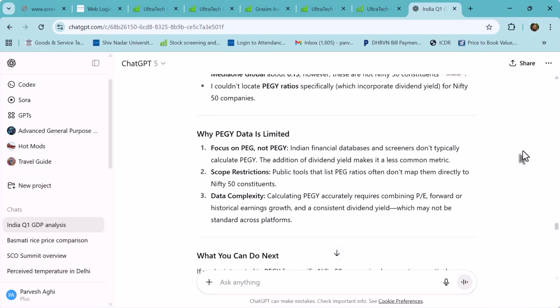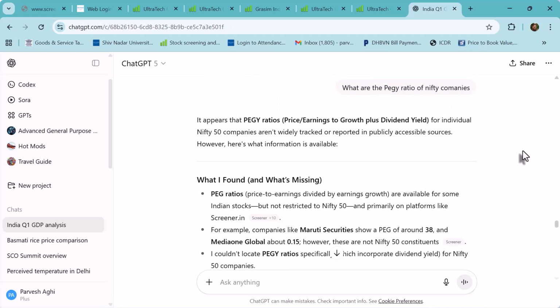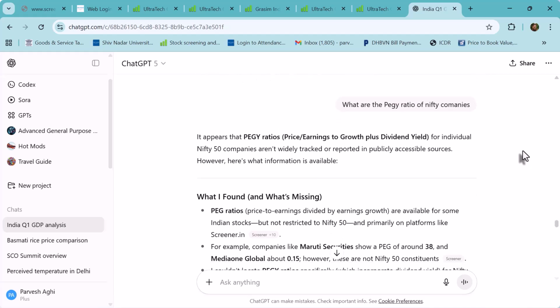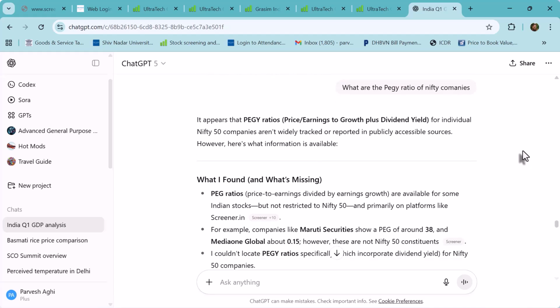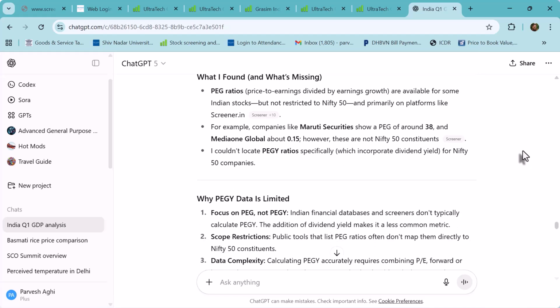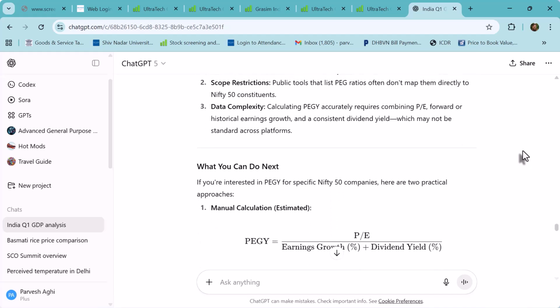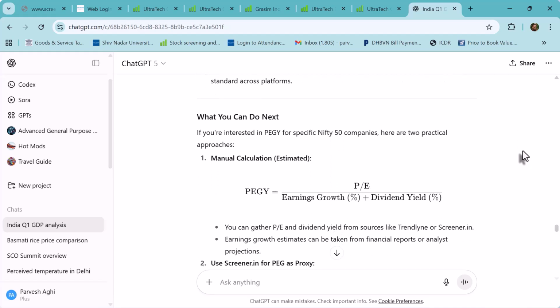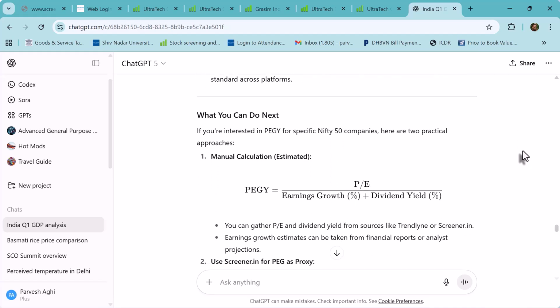So I asked this question, what is the PEG ratio for all the Nifty companies in India? It said all the information is not available. Then it said it can do it for some. The PEG ratio is basically PE divided by earnings growth. Now, by the way, dividend yield we can always look at for Ultratech here.